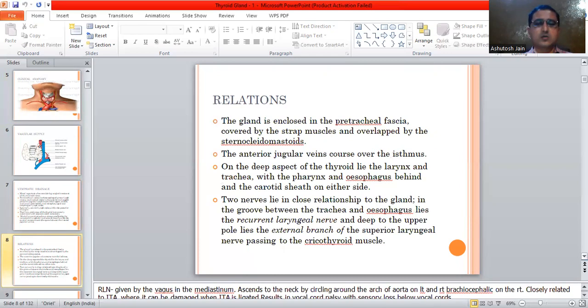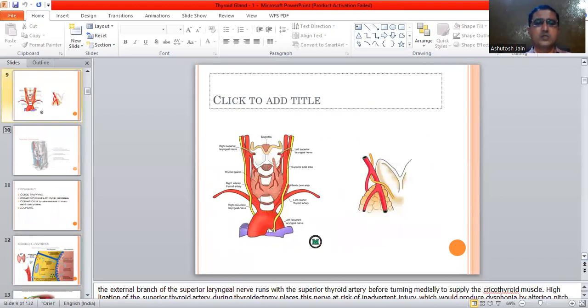Two nerves lie in close relationship to the gland. In the groove between the trachea and esophagus lies the recurrent laryngeal nerve, and deep to the upper pole lies the external branch of the superior laryngeal nerve passing to the cricothyroid muscle. So this is the diagram of the relations. Please have a careful look at it.